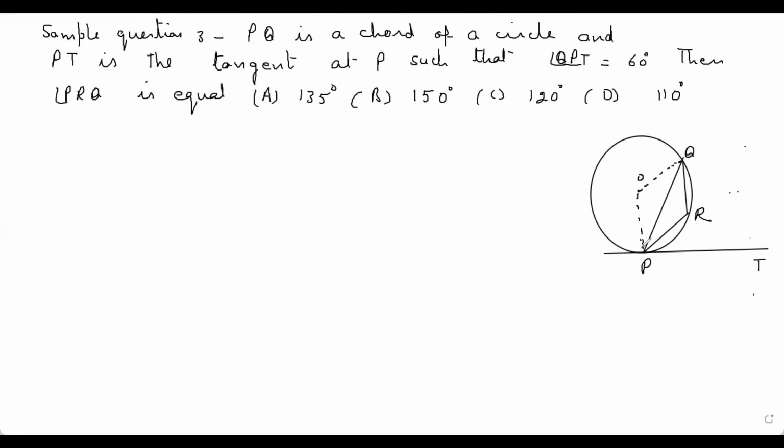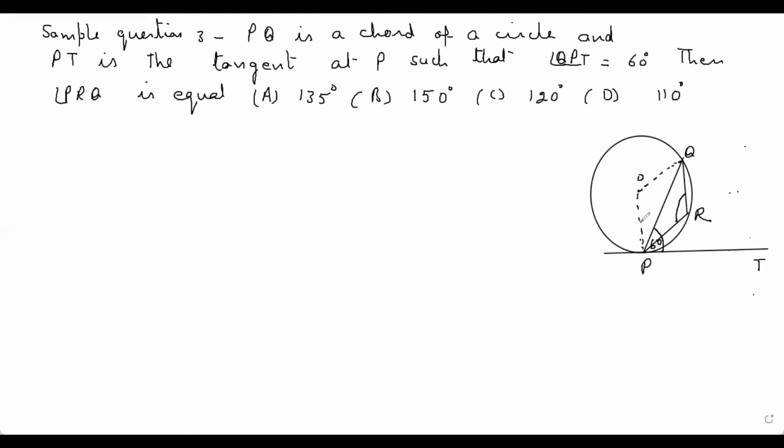Sample question number 3. Now the question is, PQ is a chord of a circle. This is PQ. PT is the tangent at P, such that angle QPT is 60 degree. Then you have to find this angle PRQ. There are 4 options: 135 degree, 150 degree, 120 degree, and 110 degree. You have to find the right one.